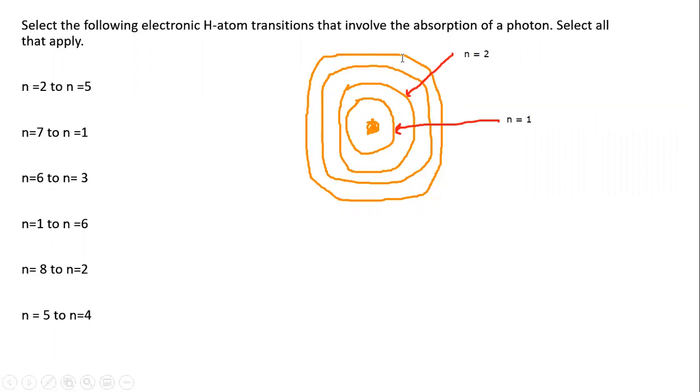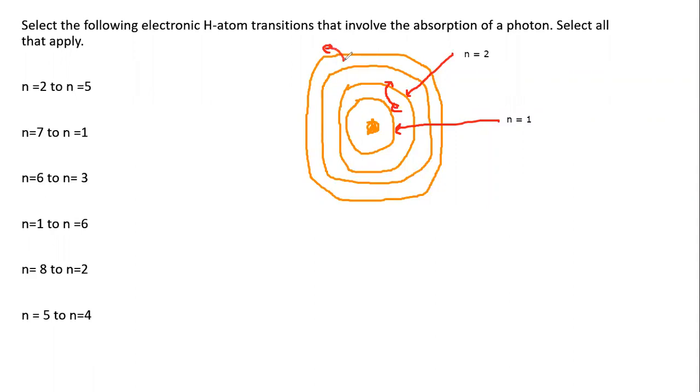And then n equals 3, n equals 4, and it continues as you go further from the nucleus. So the higher the n, which is the symbol for energy level, the further away your electron is from the nucleus. So let's say we have an electron on n equals 1. To go to the next energy level, to go up to a higher energy level, it has to absorb a photon of energy. So to go from n equals 1 to n equals 2, it has to absorb energy to go up.